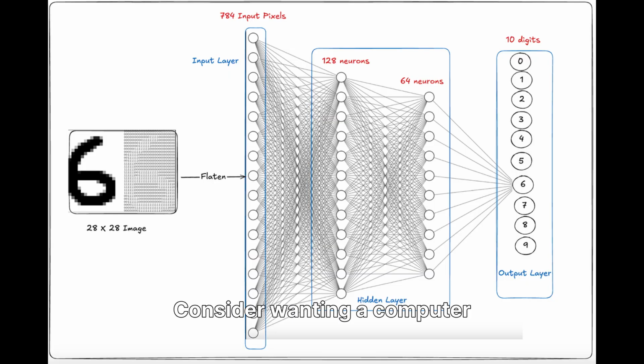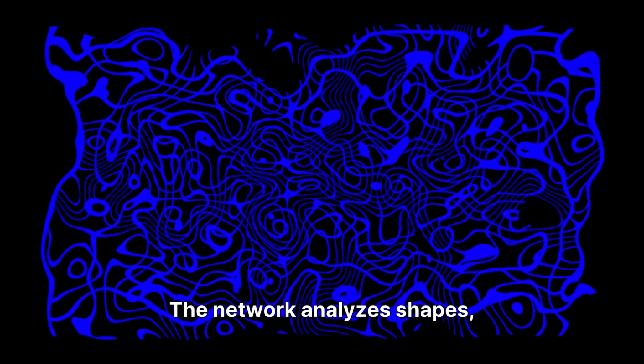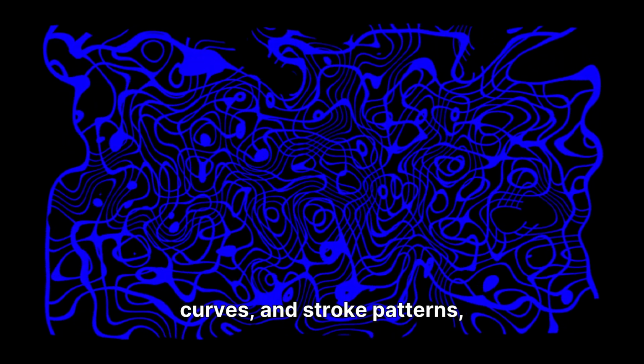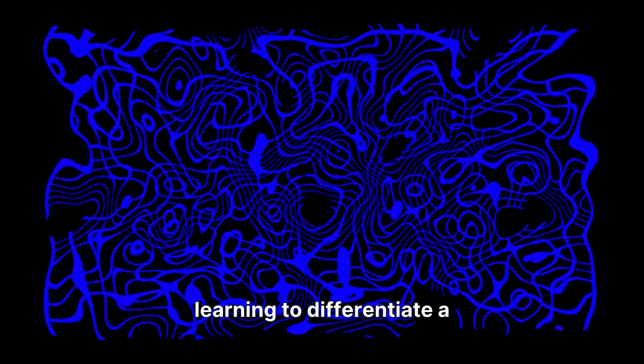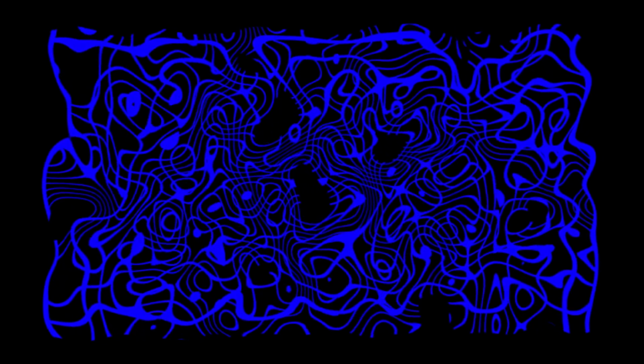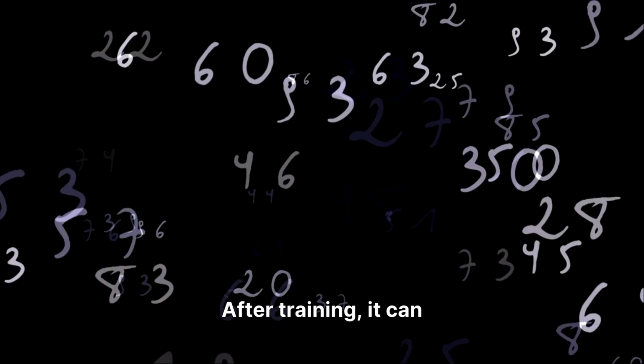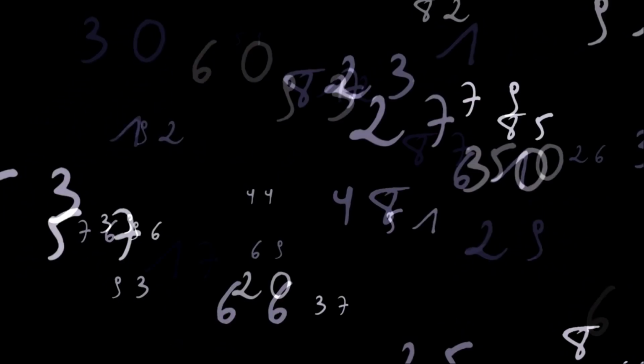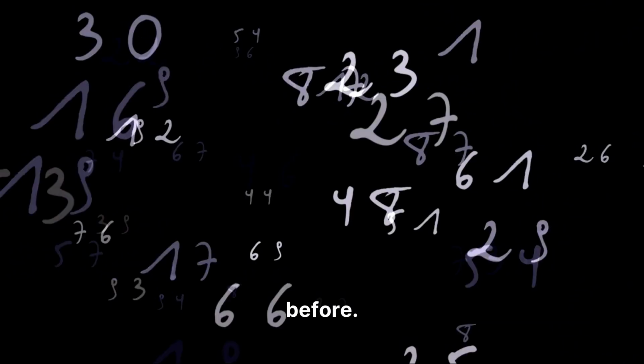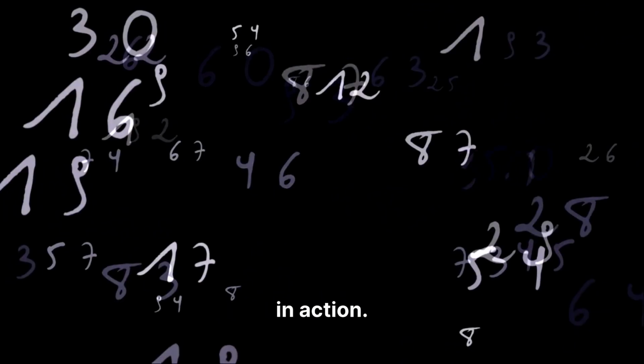Consider wanting a computer to recognize handwritten numbers from 0 to 9. To train it, you show thousands of images of handwritten digits, each correctly labeled. The network analyzes shapes, curves, and stroke patterns, learning to differentiate a 3 from a 7 or 8. After training, it can identify a new handwritten number, even if unseen before. This is pattern recognition in action.